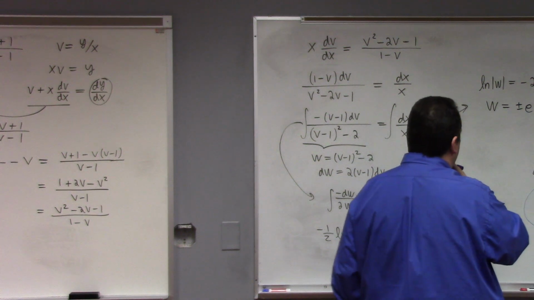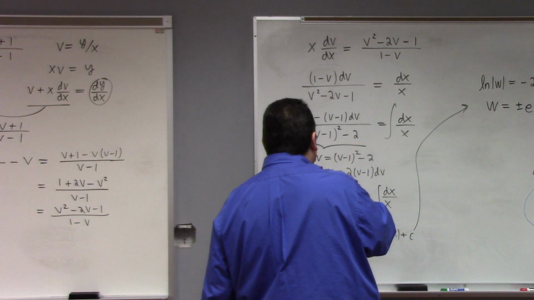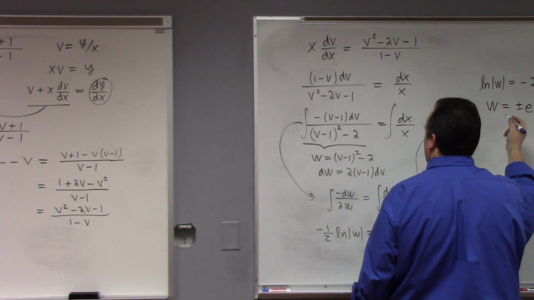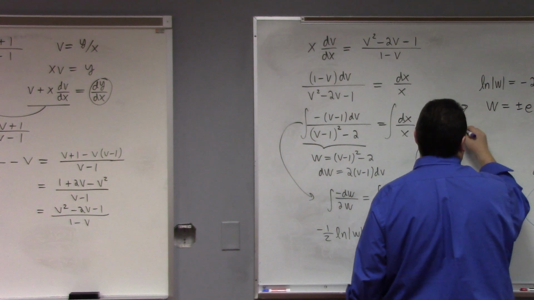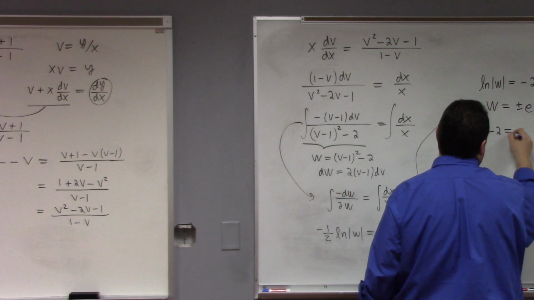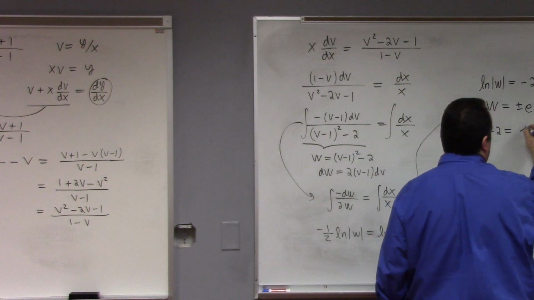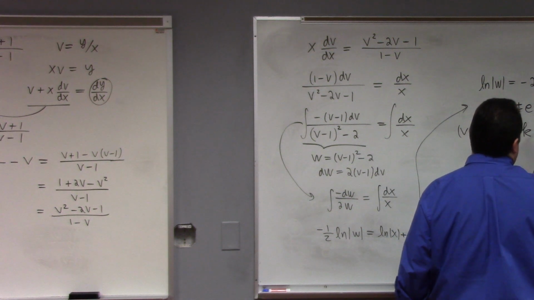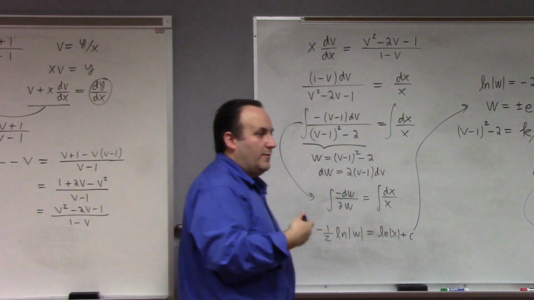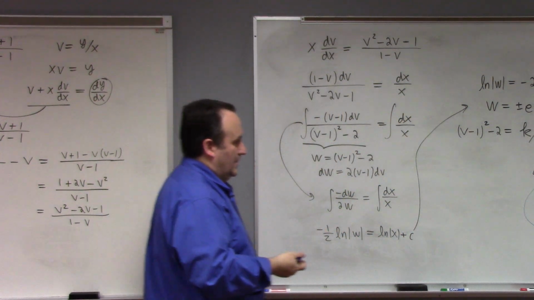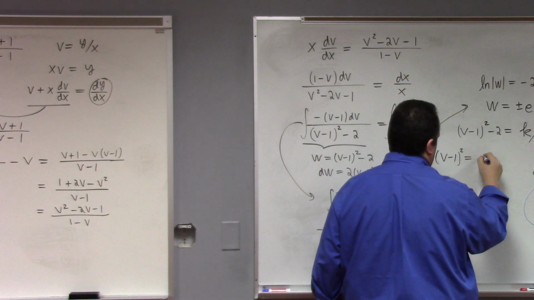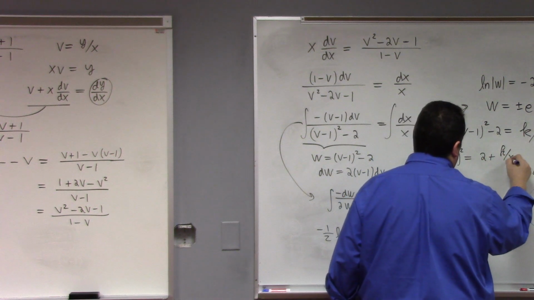And then what was w? Oh, golly, it's going to take a second to unwind this. So that's (v minus 1) squared minus 2 is equal to, let me just call that k, and this simplifies to k over x squared. But what was v? So we have (v minus 1) squared is equal to 2 plus k over x squared.